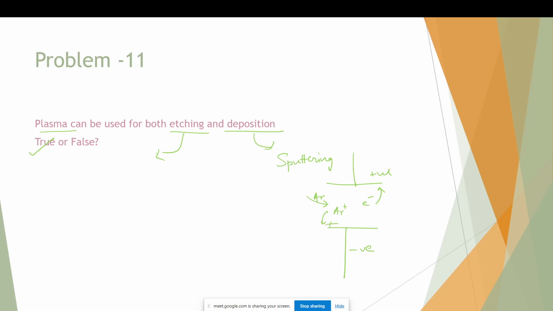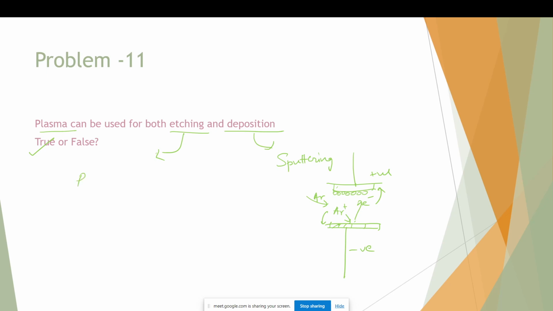And now if I have a metal here, the Ar plus ions will bombard the metal, and the metal atoms will move towards the substrate, and that's how we can deposit the material on the substrate. So I am putting the substrate at the positive electrode, the metal that has to be sputtered at the negative electrode, and so that is the general idea of sputtering that we know. So here we use plasma.